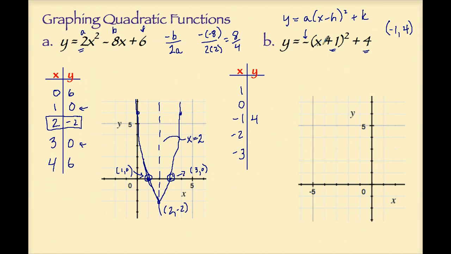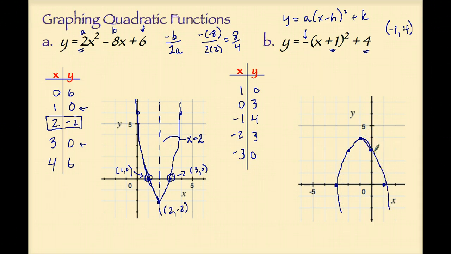Plugging them in one at a time, 1 plus 1, 2 squared, negative 4 plus 4, 0. 0 gives you 1 squared, negative 1 plus 4 is 3. Negative 2 plus 1 is negative 1 squared, positive 1, but then negative, plus 4 is 3 again. Negative 3 plus 1, negative 2 squared, positive 4, but then negative again, plus 4 gives you 0. So we have 1, comma 0, 0, comma 3, negative 1, comma 4, negative 2, comma 3, and negative 3, comma 0. Connecting those dots gives you your classic downward shaping parabola.